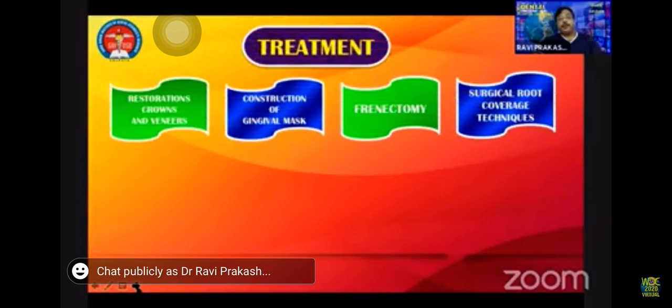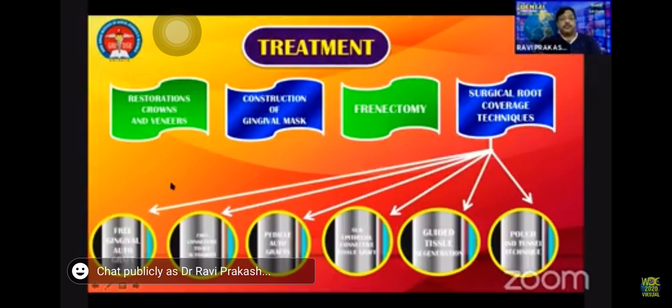Next, coming to the treatment part. What are the treatment options for gingival recession? See, we can do restorations, crowns, and veneers, or the construction of a gingival mask. I mean, an artificial gingival mask can be constructed with acrylic over the gingiva with exposed root surface. And the frenectomy: in case of high frenal attachment, we can do a frenectomy, removal of the frenum, or we can treat the frenum.